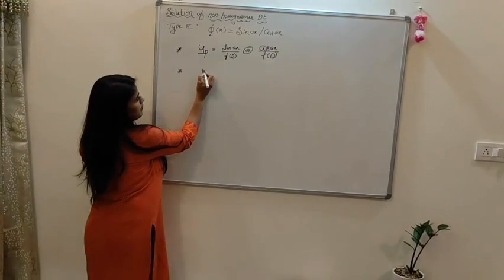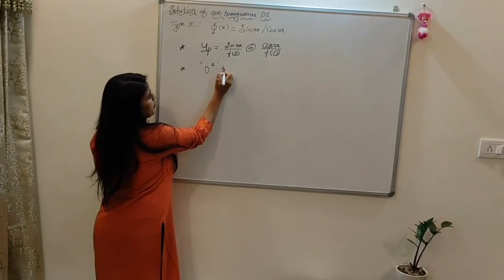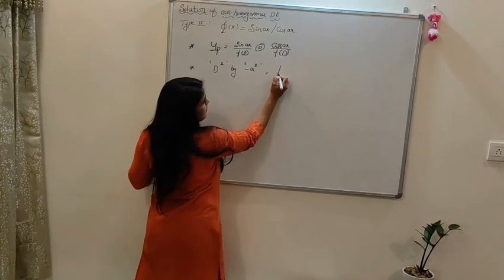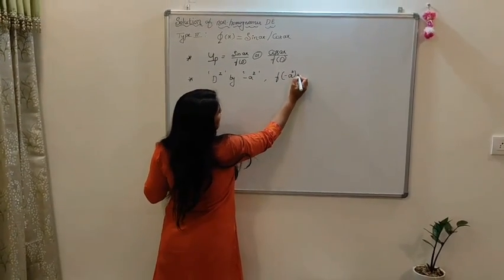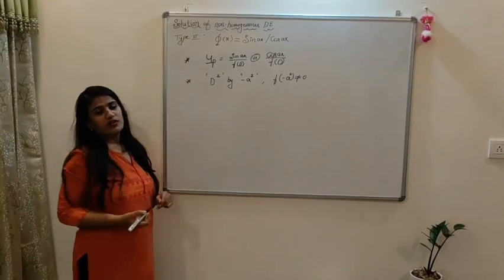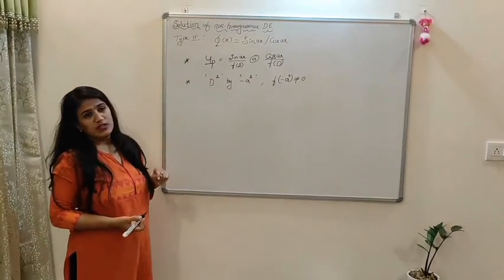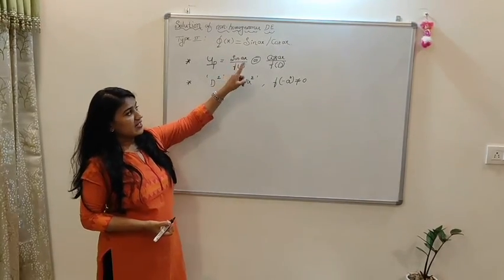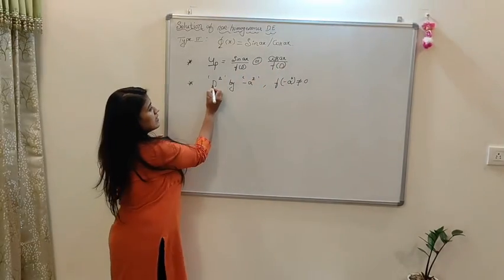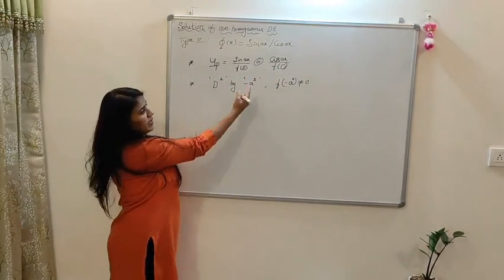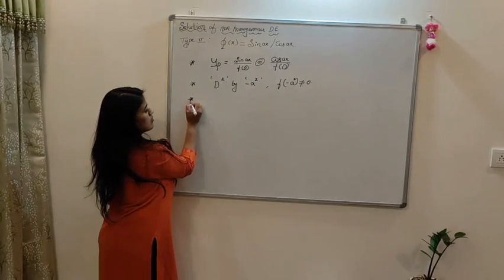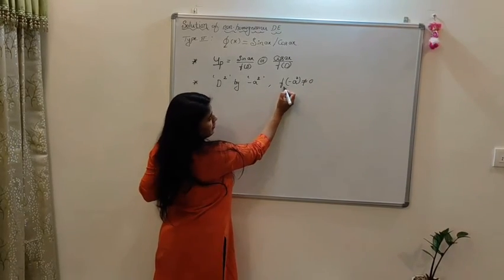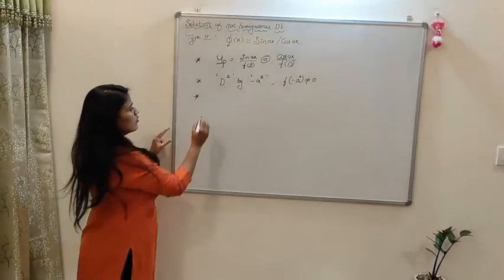Next, the working rule is we replace D square by minus a square. The condition is f of minus a square not equal to 0. We are already familiar with this in type 1 also, where we replace D by a. But in type 2, when the RHS is sin ax or cos ax, we should replace D square by minus a square, and after replacing, f of minus a square should not equal 0.